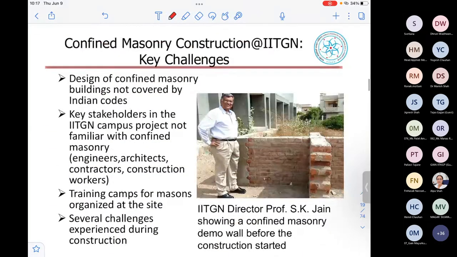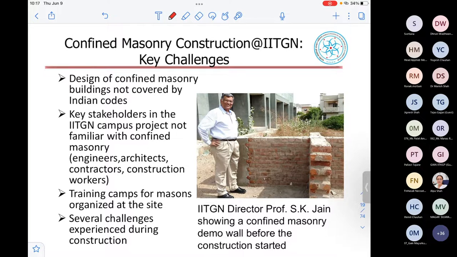This is key challenges, a little bit about that. This is Professor Sudhir Jain. Before the construction of the new campus started, it was his decision to use confined masonry for the construction, and nobody understood what confined masonry means.